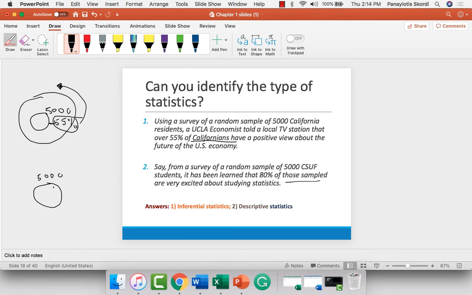They're not trying to extract the result, the 80%, and apply it to all students in that school or all students in America or all students in the world. They're just saying, look, we looked at 5,000 and these are the results for those 5,000. So let's move on.